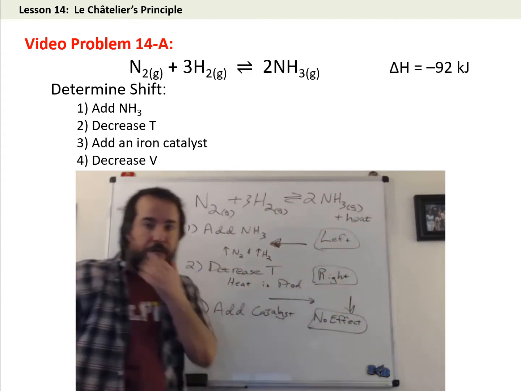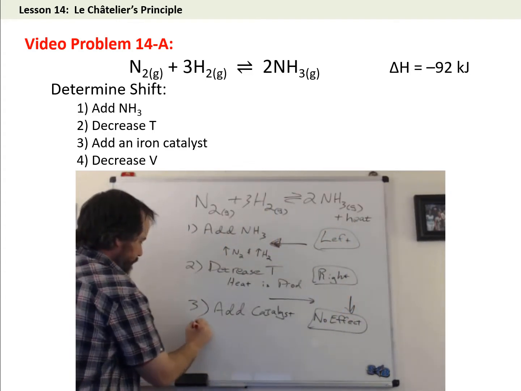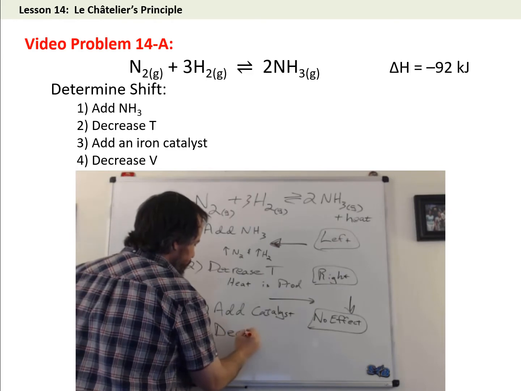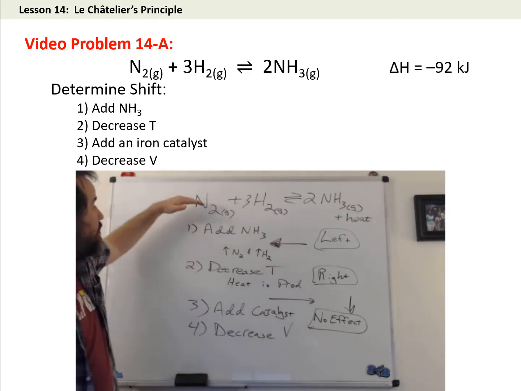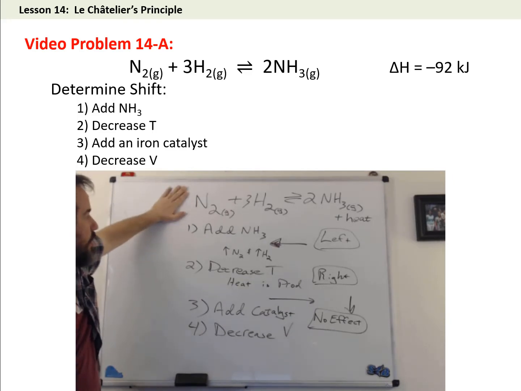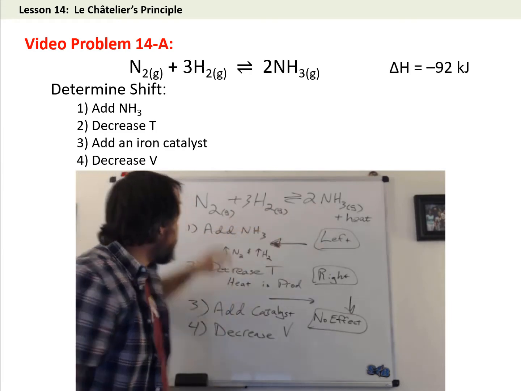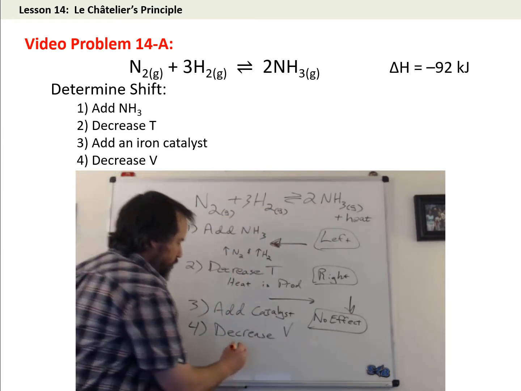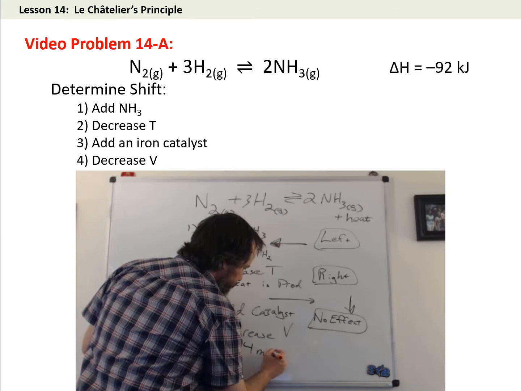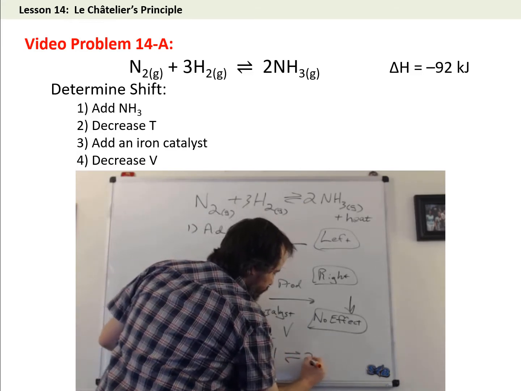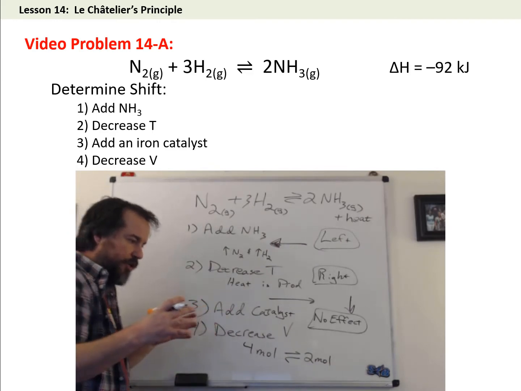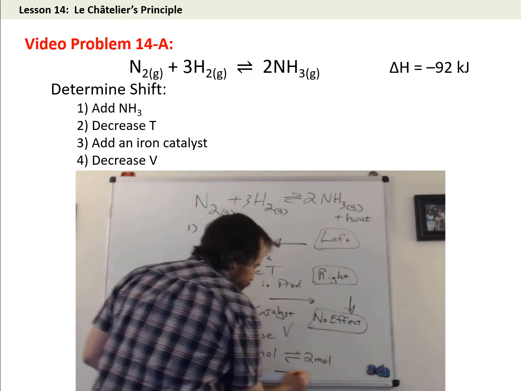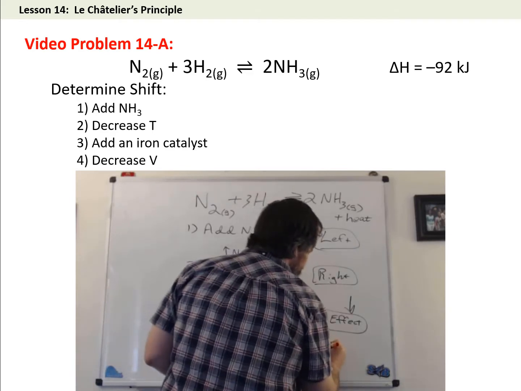And then number 4, I decrease volume. Now, in order to figure out the effect of decreasing volume, I need to look at this and say, all right, how many moles of gas do I have on either side? This is why the phases are important. So I have 1 plus 3, so I have 4 moles going to 2 moles. So if I decrease the volume, what it wants to do is get smaller. So it's going to shift towards the right.